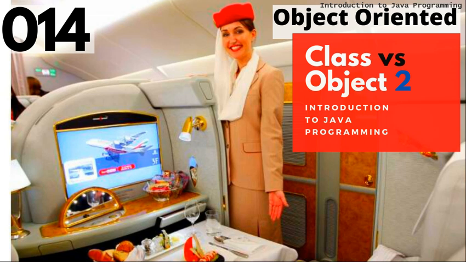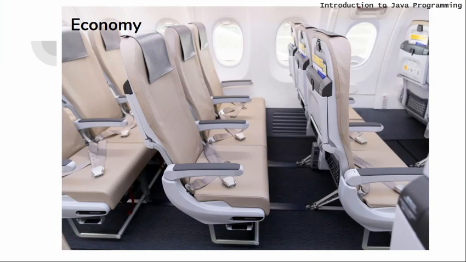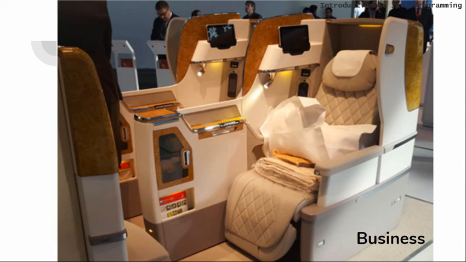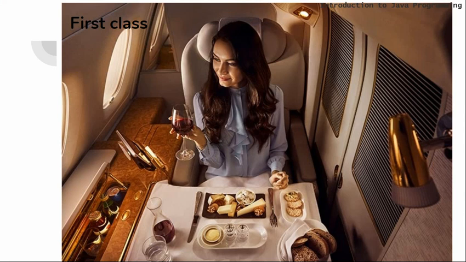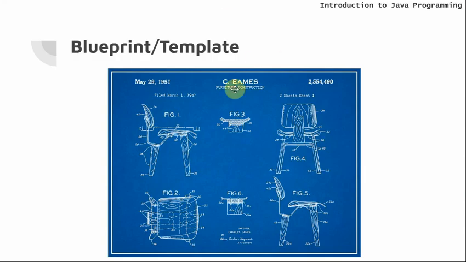Previously, we discussed class and object. Today is the second part of the object versus classes series. Previously, we looked at the example of classes in an aeroplane, like the economy class, business class, and first class. These are three different classes, and based on them, we create seats. We have different seats, so for each class we need a blueprint.